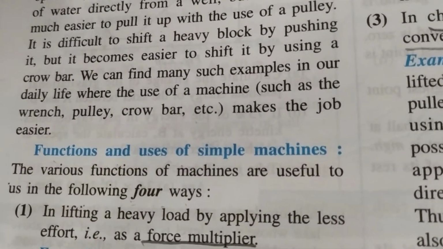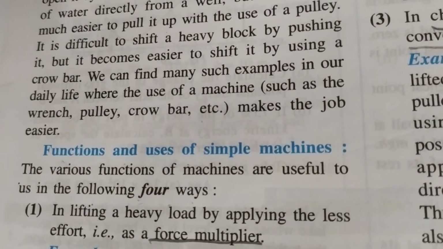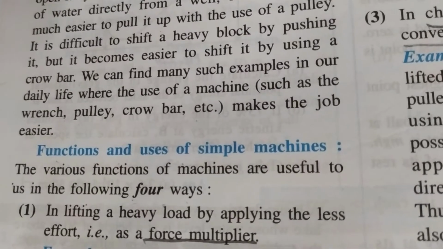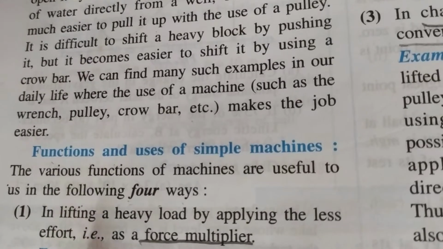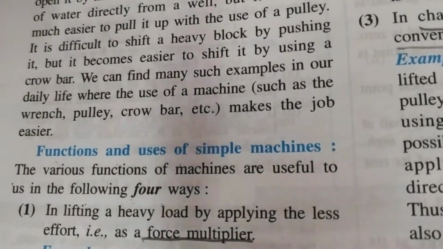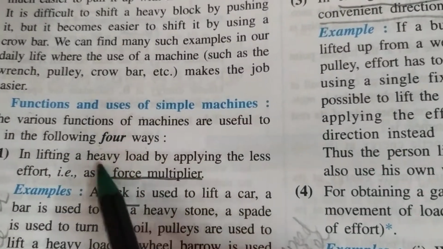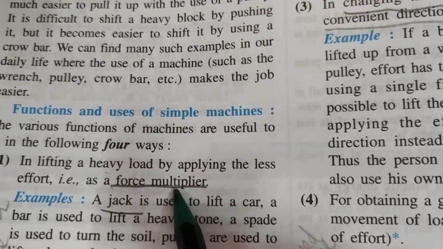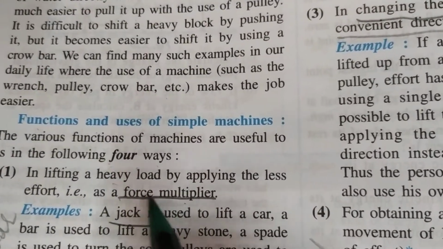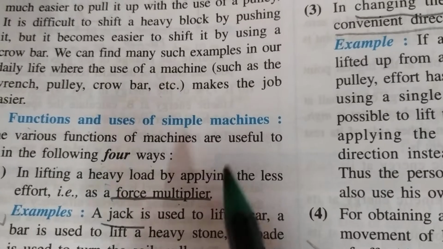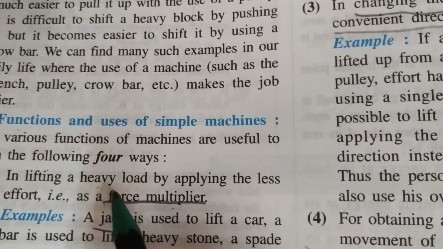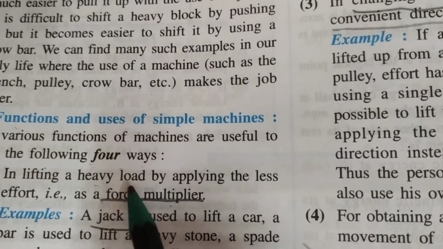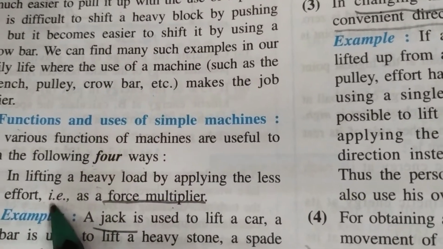We will not simply say that a machine is something which makes our work easier. We will precisely write all the functions of a machine in the definition of a machine. So the first function is that a machine acts as a force multiplier. When we say force multiplier, it means we apply less effort, but the machine overcomes a load which is much heavier than our effort applied.